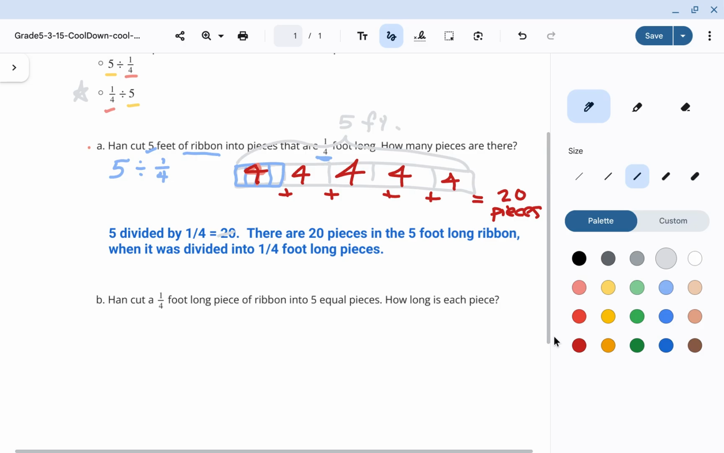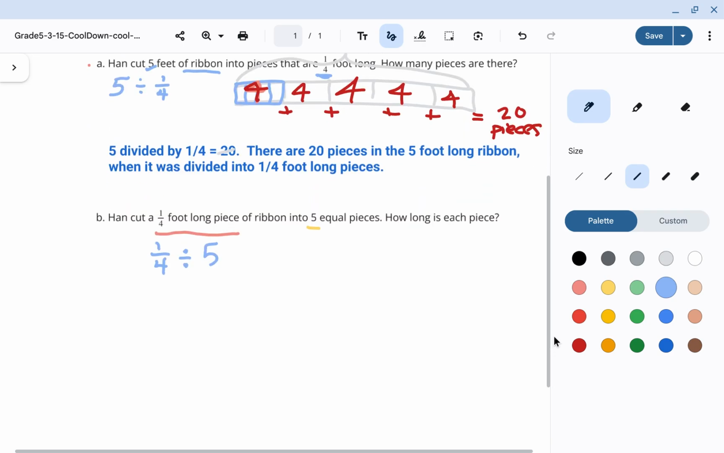So indeed, in this situation, I am seeing that in all, I have a 1/4 foot long piece of ribbon. And that ribbon is being broken into how many pieces? 5 equal pieces. So yes, this is correct. The situation that I am utilizing is this. The whole thing that's being broken up is the 1/4 foot long piece of ribbon. And it is being broken up and divided into 5 pieces. So I did find that to be true, that it did match that division expression.